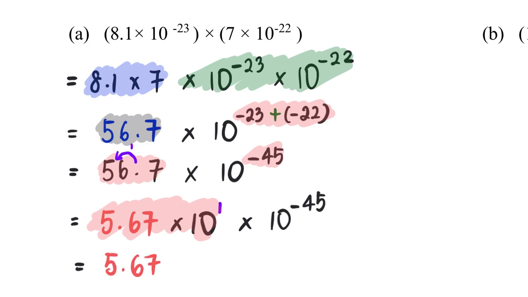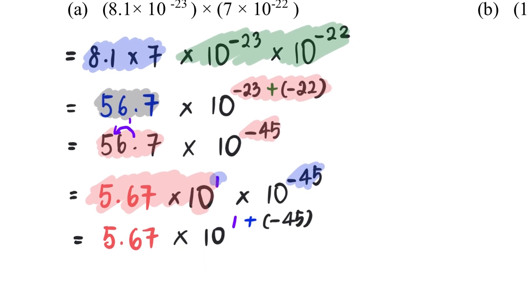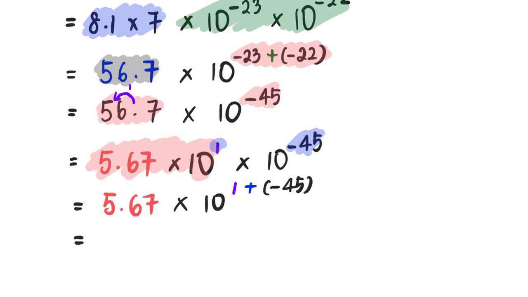5.67 times 10 to the power of 1 plus negative 45. Because the base is the same, I'm going to add the power together. This will give me a final answer of 5.67 times 10 to the power of, what is this? Negative 44. Okay, let's move on to part B.